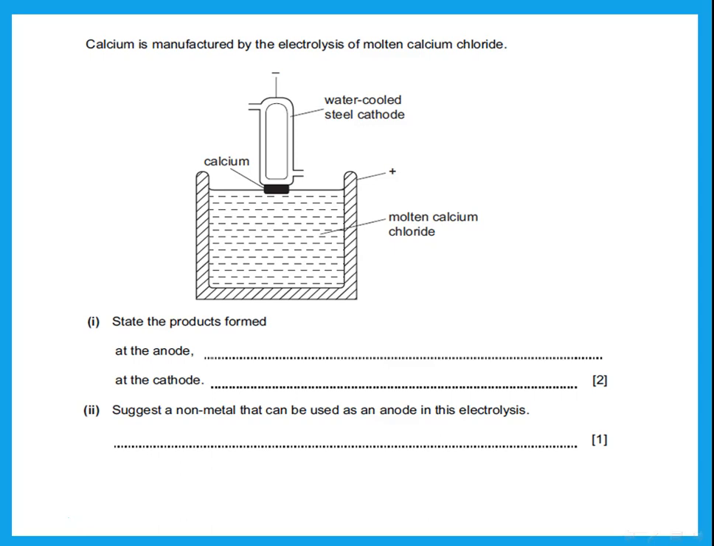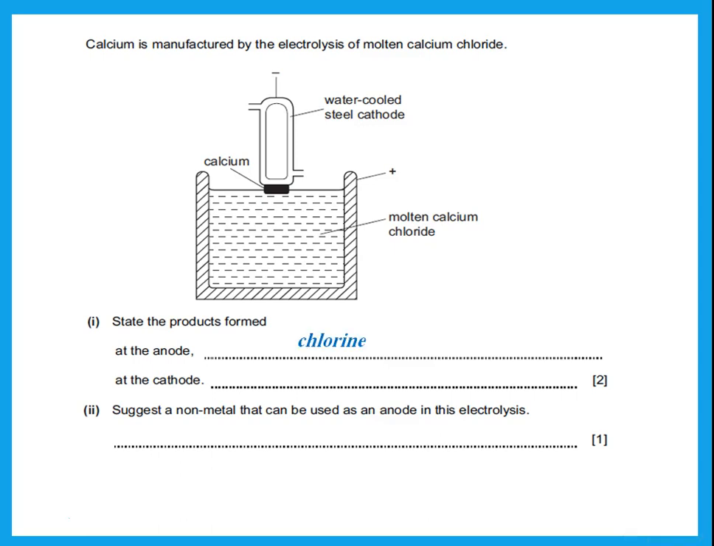Calcium is manufactured by the electrolysis of molten calcium chloride, and he's doing electrolysis of molten calcium chloride. What are the products at the anode and what are the products at the cathode? Calcium chloride: that means calcium is positive, chloride is negative. Which one goes to the anode? The anode is the positive electrode, so the negative ion goes there.